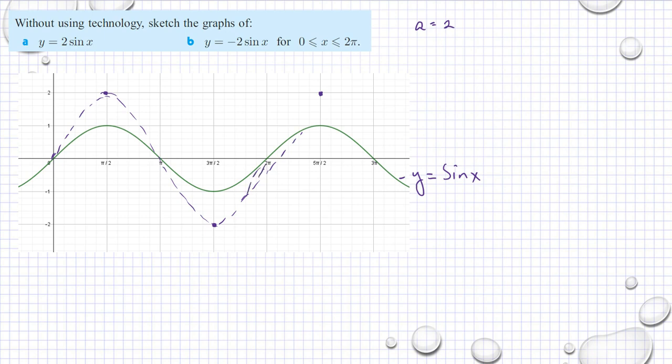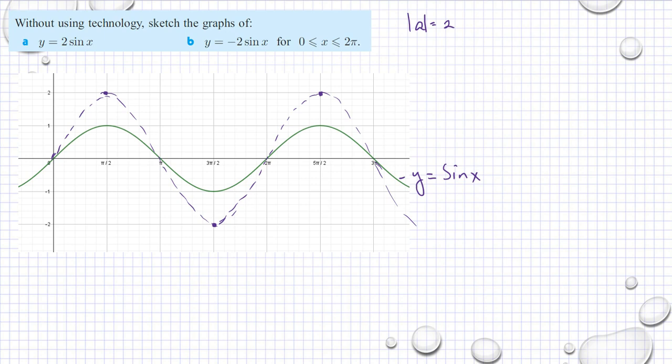Sorry, I missed that. Okay, it should be like that. Okay, how about B? Our amplitude is still 2, because the absolute value of a is 2.